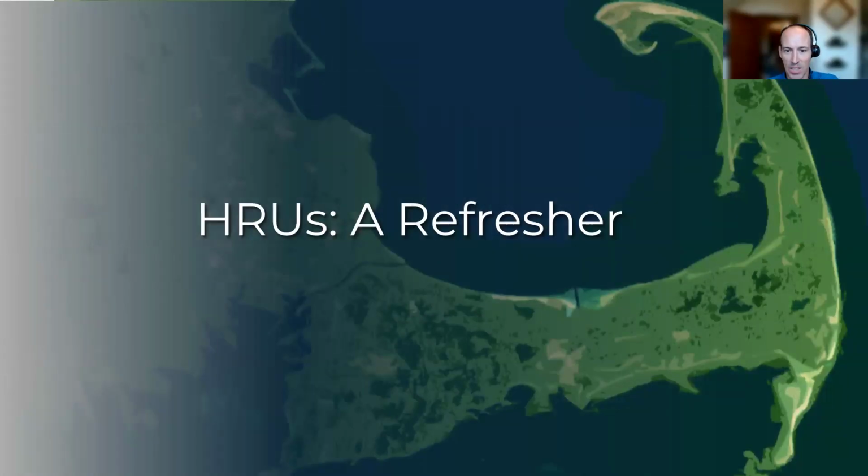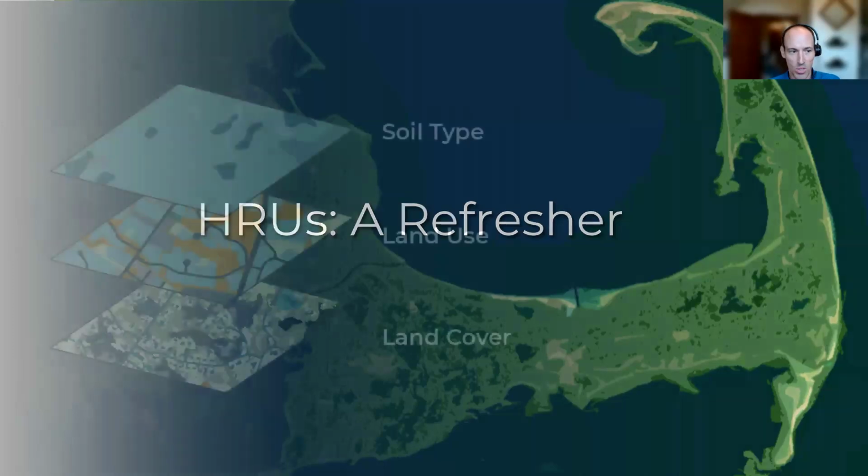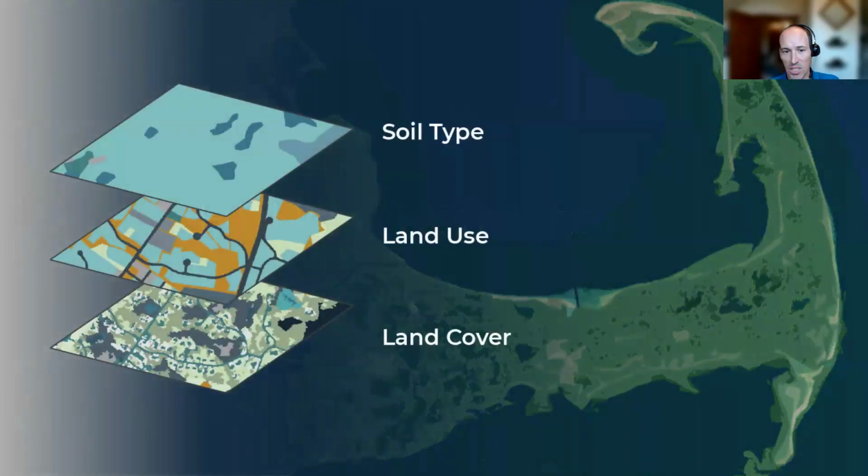All right, so we'll try and get through this very quickly, but a refresher on HRUs, or hydrologic response units. We're talking here about stormwater runoff and what characteristics of the land are going to impact how runoff is generated and what's in that runoff. The big factors are your soil type, so what's happening under the ground, and then your land use and land cover, what's happening on top of the ground.